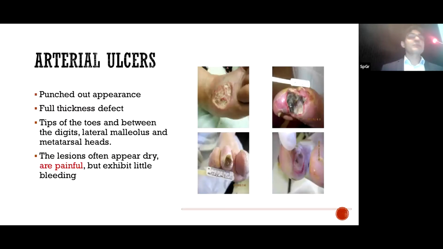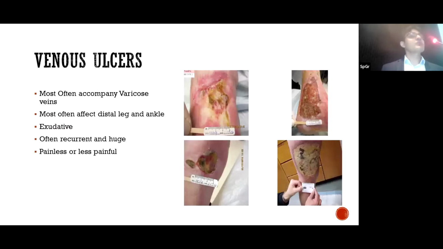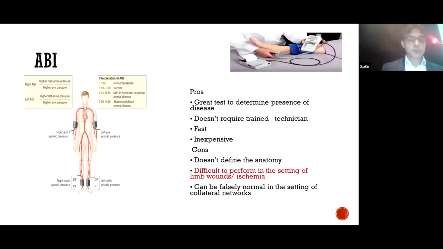And if they present with an ulcer, a lot of the time just looking at the ulcer, you can identify whether this is an arterial ulcer or a venous ulcer. Arterial ulcers are usually punched-out lesions, full thickness defects. They are usually present on high pressure points, and they can be painful. They exhibit less bleeding. Compared to the venous ulcer that we will talk about later, which are usually larger, exudative, associated with edema or varicose veins, and painless for the most part.